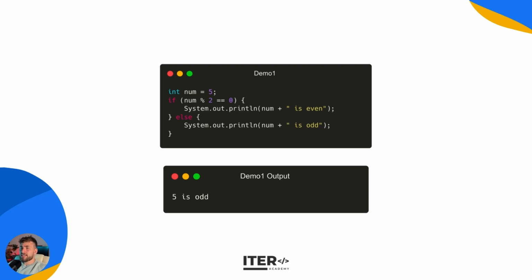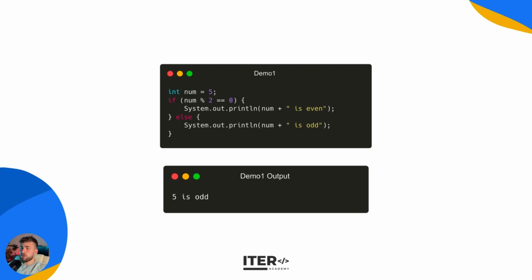So here is an example of how you can use an if-else statement to check if a number is even or odd. Let's look at demo 1. In this example, we are using the modulus operator, or % sign, which returns the remainder of a division, to check if the number is even or odd.